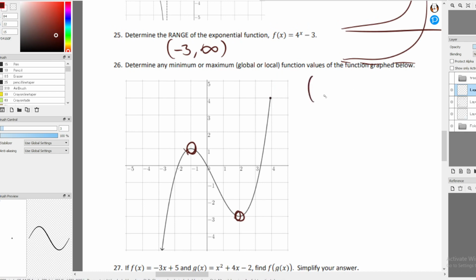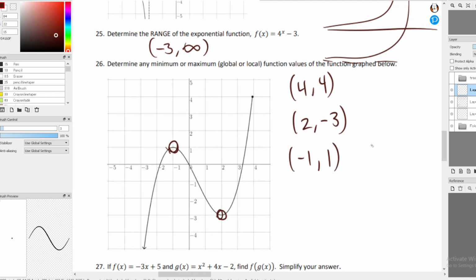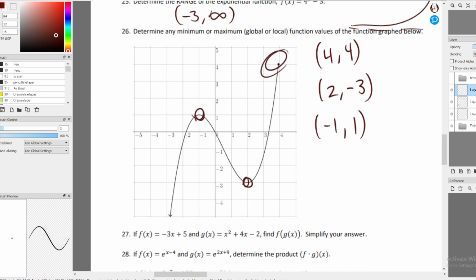So we have a point of, I'm just going to say it's 4 comma 4. We also have a point at 2 comma negative 3, and we also have a point at negative 1 comma 1. So those are your minimum and maximum values. It's basically any turning points, as well as any highest or lowest points.